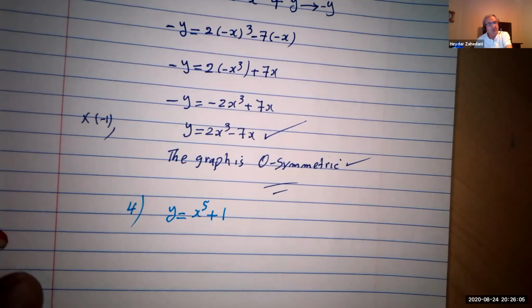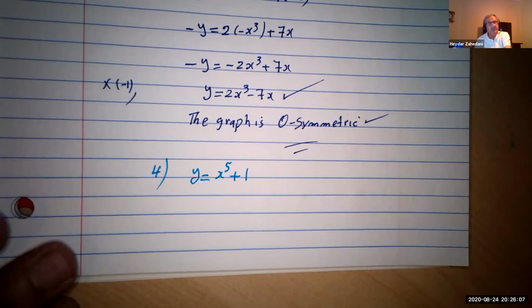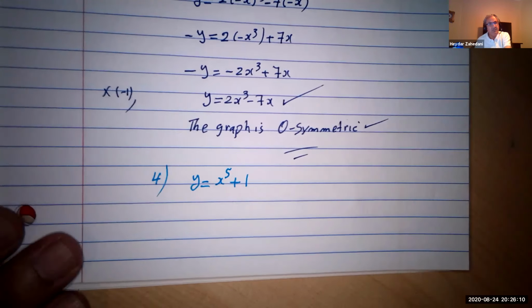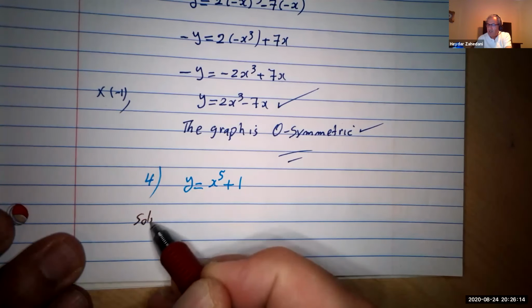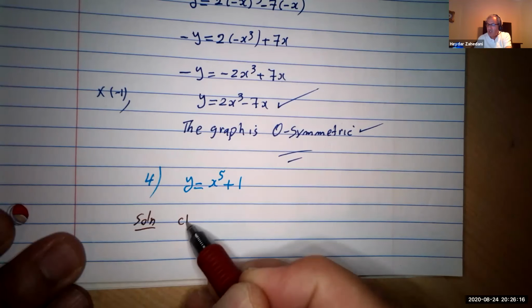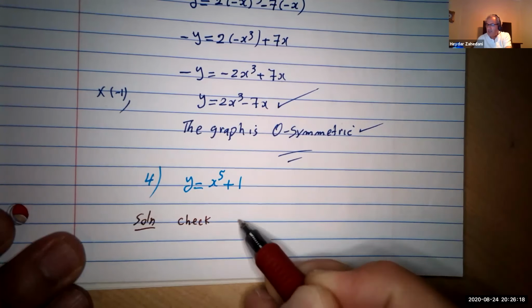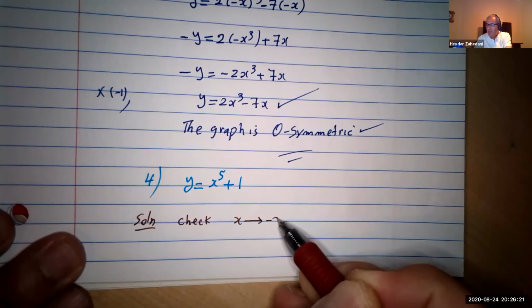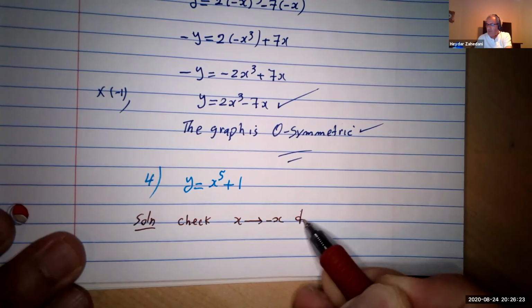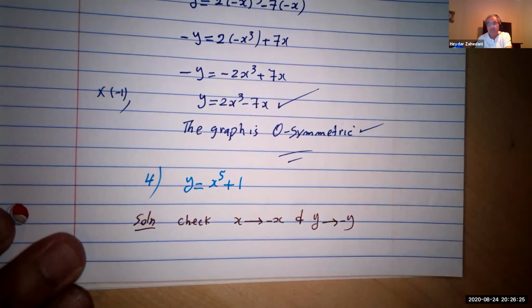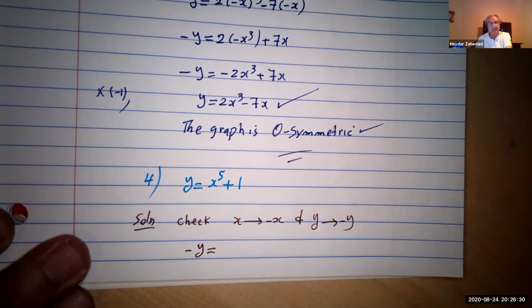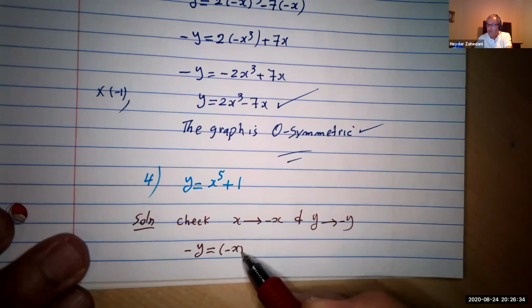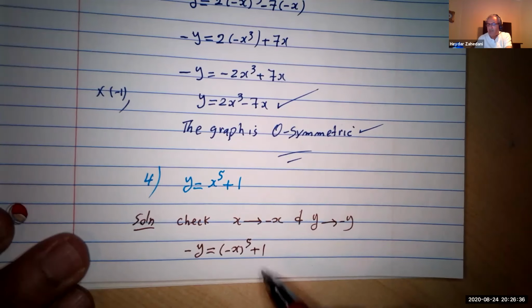Again, you don't have to check all the other two. We know it by looking at the power. So the solution is, we are going to check the third case, the most possible one. y goes to negative y. We change the y into negative y, and we change the x to negative x, but make sure you use parentheses: negative x to the fifth plus 1.